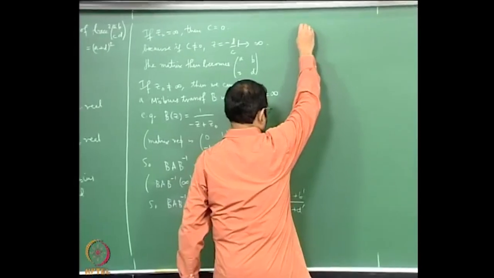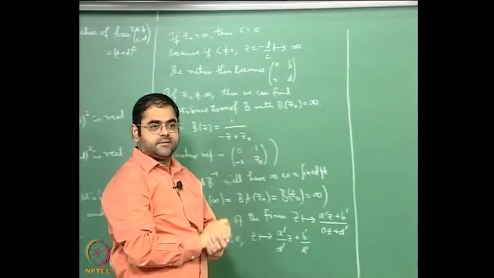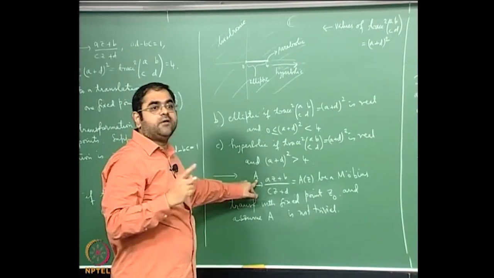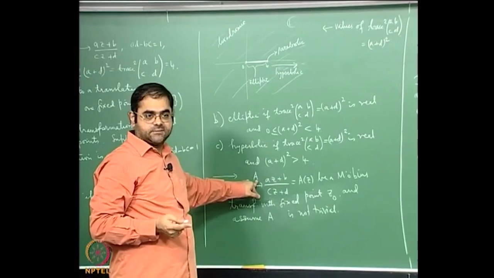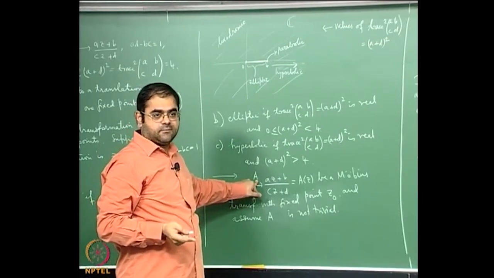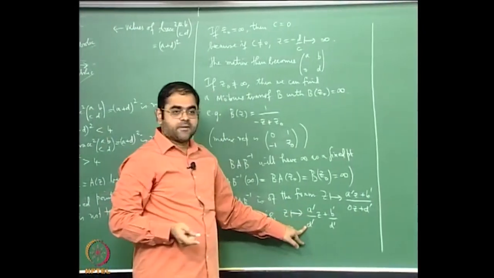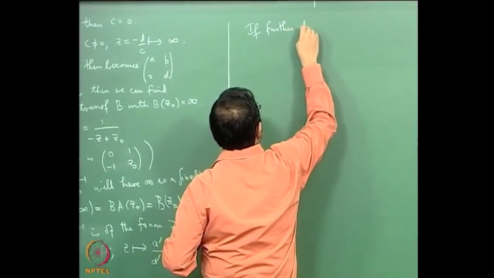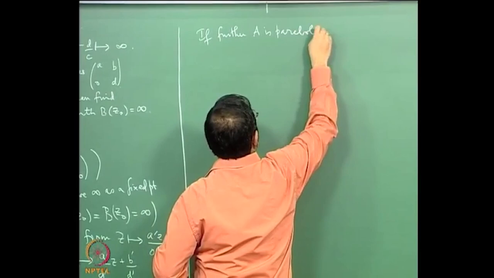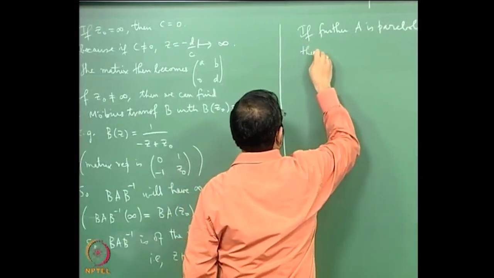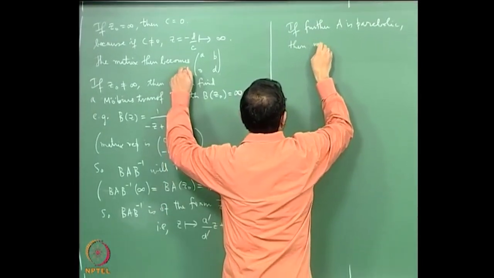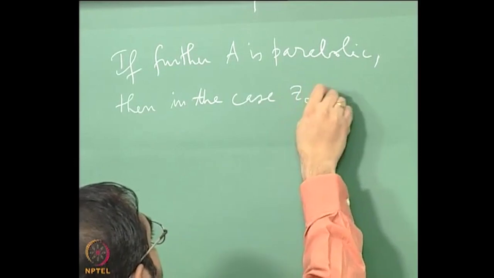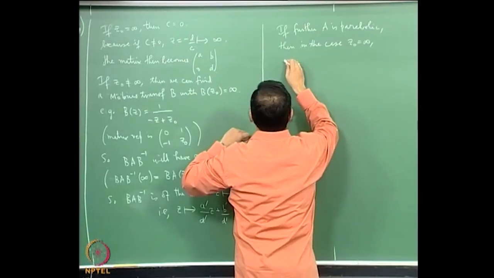Now you see that if you put a further condition that A has only one fixed point, that means A is parabolic, then I claim A prime is equal to D prime and it is a translation. If further A is parabolic, then in the case z not equal to infinity, which is here, A must be equal to D.